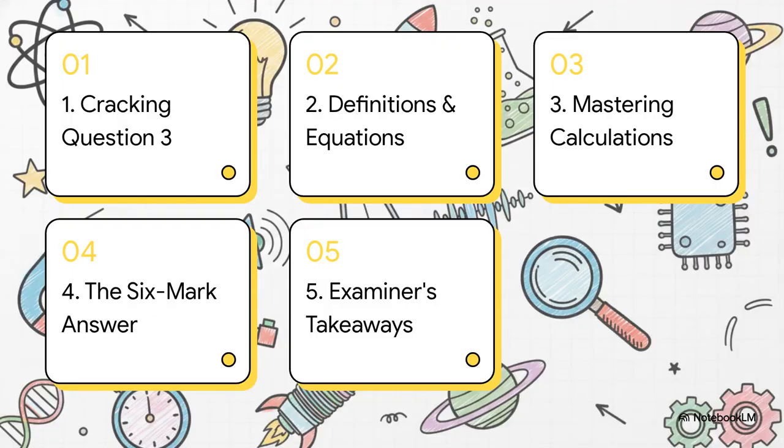Okay, let's get into it. Here's our game plan. First, we'll introduce the exact question we're going to be cracking. Then, we'll go for the quick wins, the definitions and equations that get you easy marks on the board. After that, we'll dive into the calculations and show you exactly how to lay out your work. Then, the big one, the 6-mark answer. And finally, we'll wrap up with the key takeaways that you can use on pretty much any exam question.